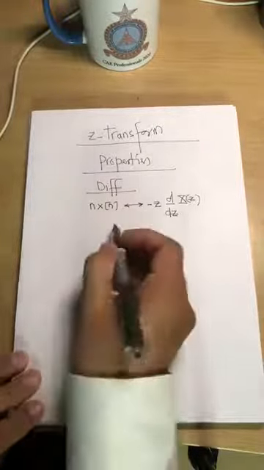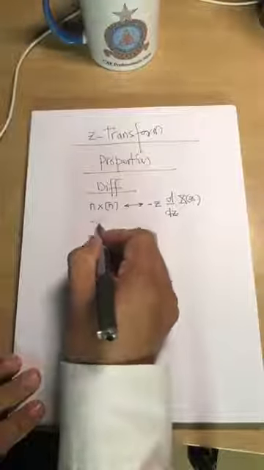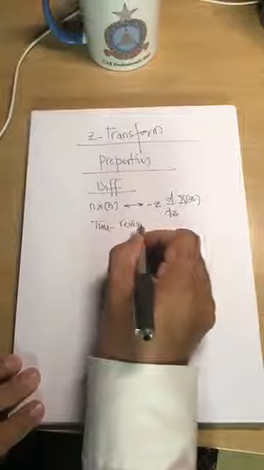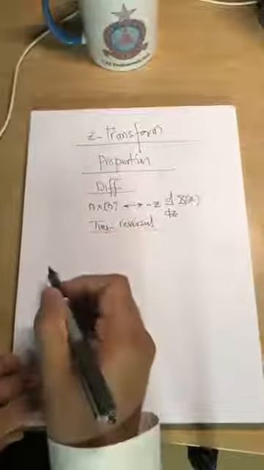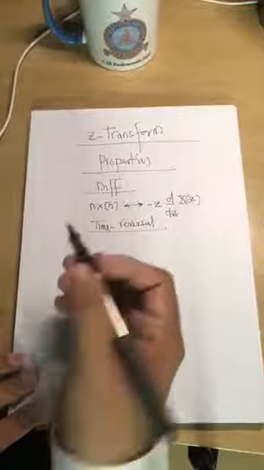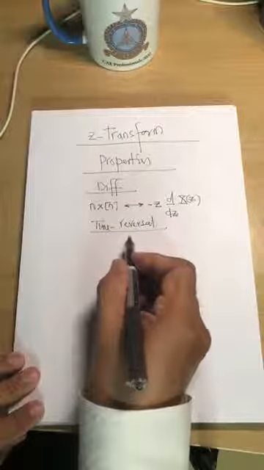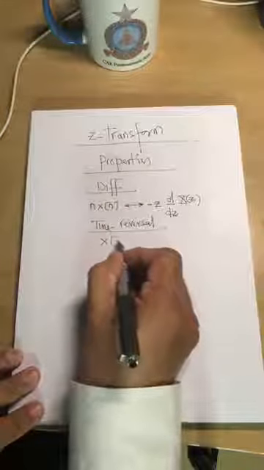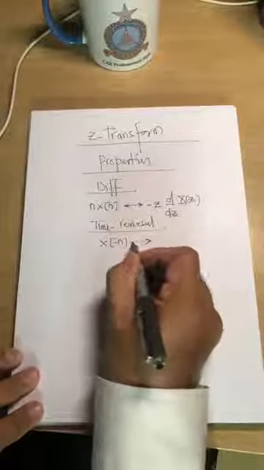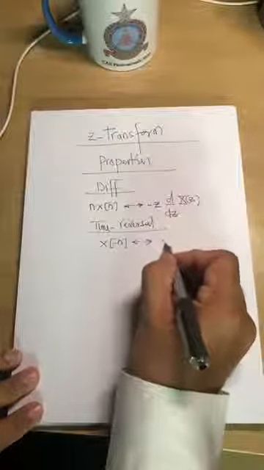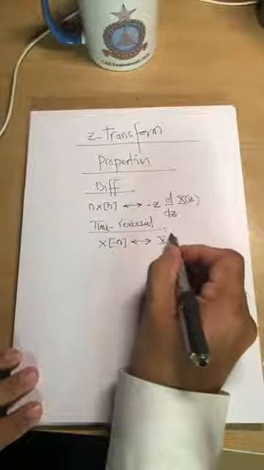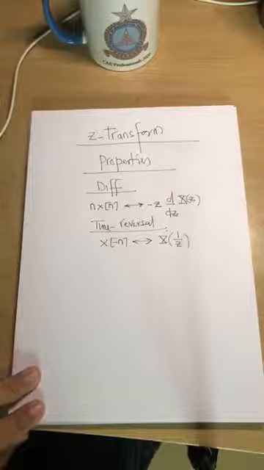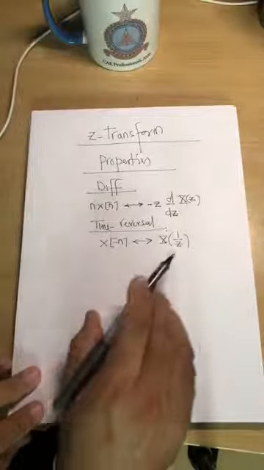And then there is another property which is time reversal. And time reversal, as we have this property in the Fourier transform as well, it simply says if you flip in time, you flip in Z domain. So Z will be replaced by 1 over Z. So it's a simple property.